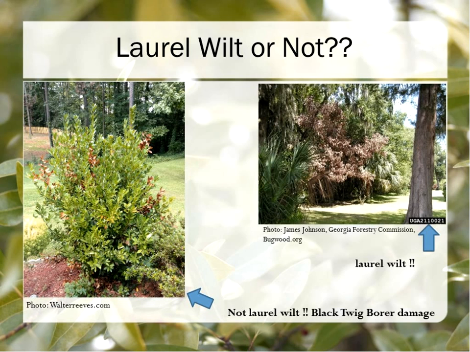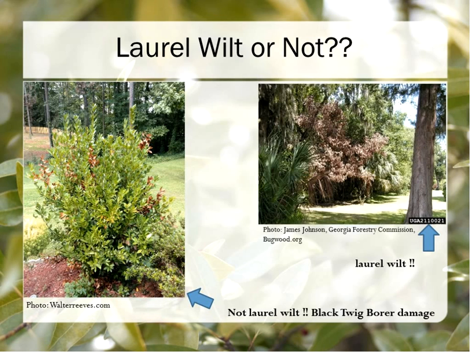So this is just to help out a little bit, wilt or not. Now sometimes we get calls or people think that they have laurel wilt when they have these small twigs sporadically throughout the crown that are wilting. And this is actually something called black twig borer. This is caused by another ambrosia beetle, and it attacks lots of hosts. It's a nursery pest. It's a pest of coffee in Hawaii. It has a wide host range, but it's mostly an individual twig killer. It does not cause a systemic disease.